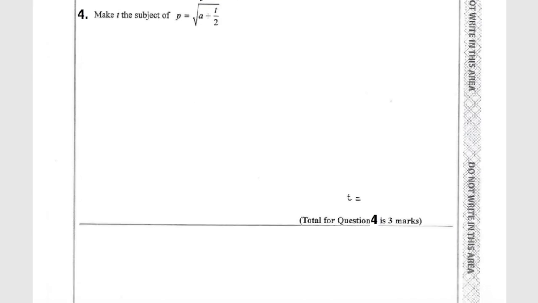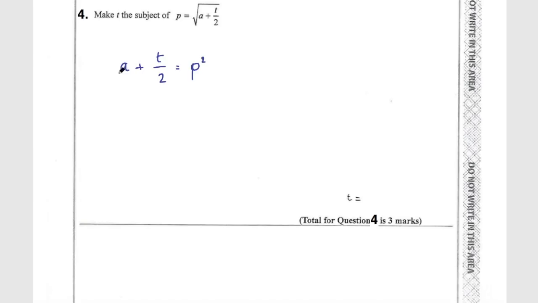Question 4 says make t the subject of p equals the square root of a plus t on 2. Okay, so where should we start? Well, we need to get rid of that square root first. And what I like to do when I'm rearranging a formula is to firstly get the subject on the left-hand side. So my first step here is to flip it around, and then I'll square both sides, so this becomes p squared. So I square this side and it gets rid of the square root symbol.